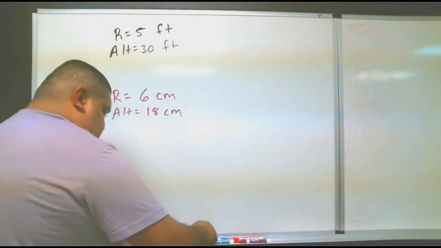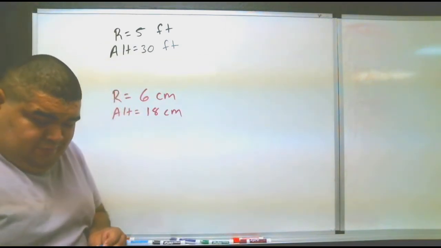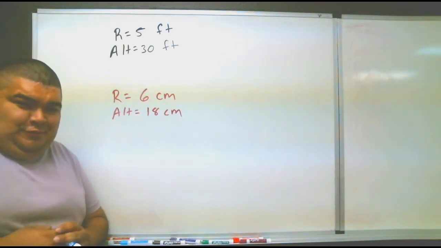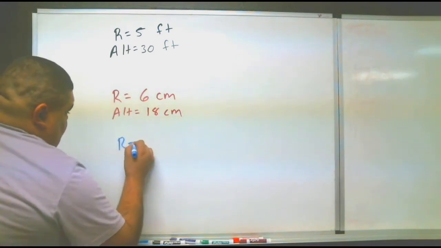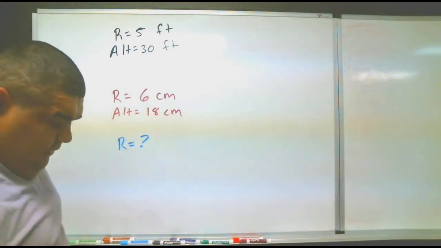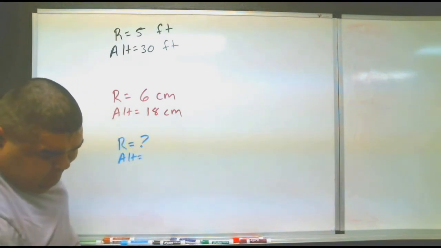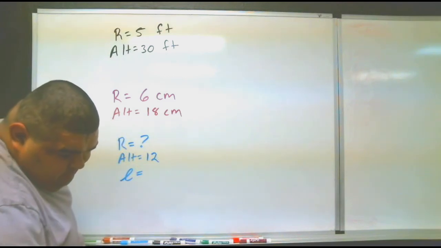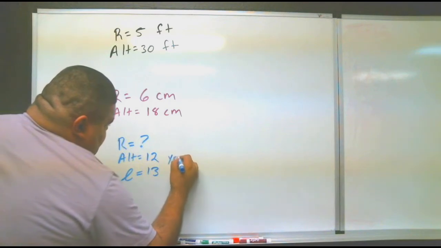Let's use another color here. Let's use the blue. For our final one, I want to see how much you guys think outside the box. Your radius, we do not know. We have to find it. Our altitude is 12. Our slanted height is 13, okay? Let's go with yards.